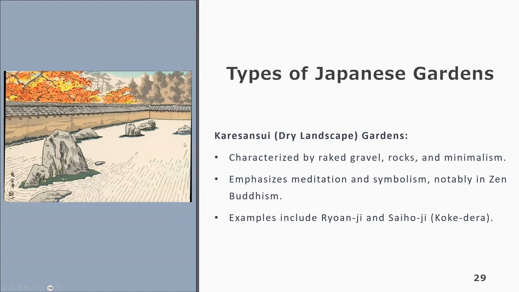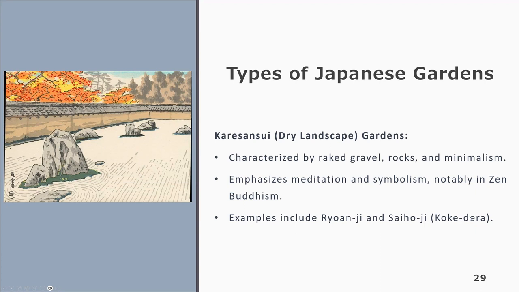And for the most part, if you go to Japan right now, the ones you see pretty often are the dry gardens, right? So typically they have red gravel, rocks. They're very minimal in design. They're very symbolic, right? And this is the most famous one, which is the Ryoanji Garden.